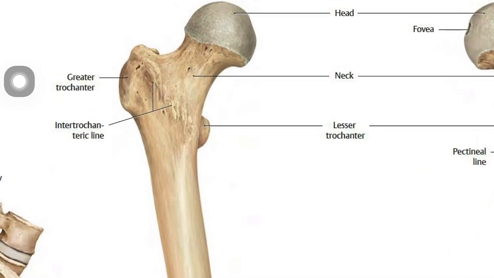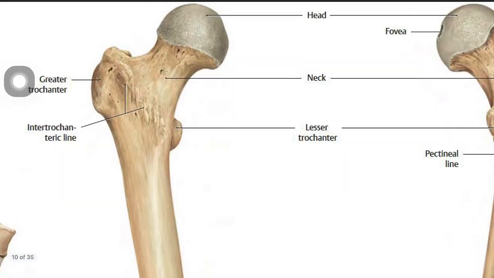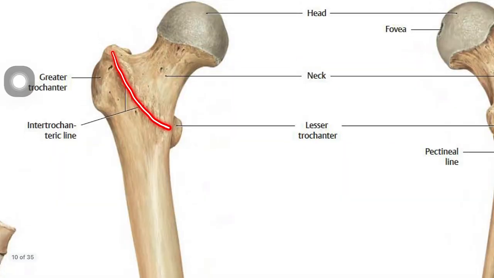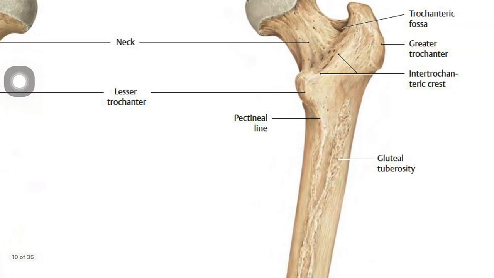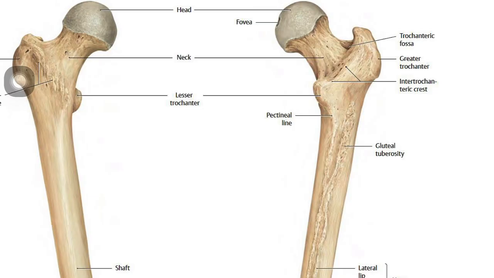But one thing is that there are the greater trochanter, the lesser trochanter, and then I want you to see this line. This is the intertrochanteric line. Important landmark, later on we will touch on this. If we turn to the back of the femur, you will see this side more protruded, more rough. This one is called the intertrochanteric crest, right?